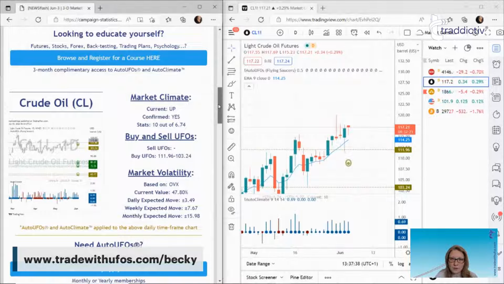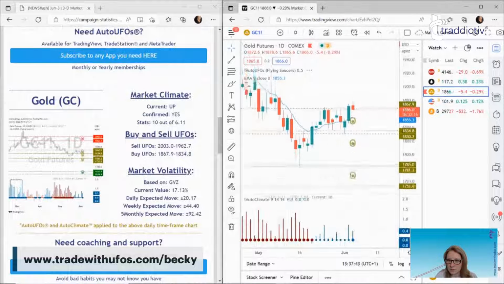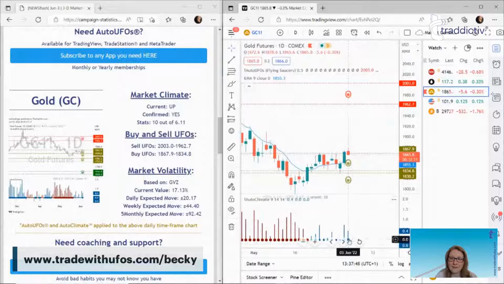Okay, so coming back now to our markets, and we're going to look at gold. So let's just squish this so we see what we need to see. There we are. So with gold, we have a thick blue dot again, probability to the upside. We have buyers beneath us here. They are between 1,867.9 to 1,834.8. We have sellers reasonably far away between 2003 to 1,962.7. Overall, again, with gold, probability to the upside for the time being.